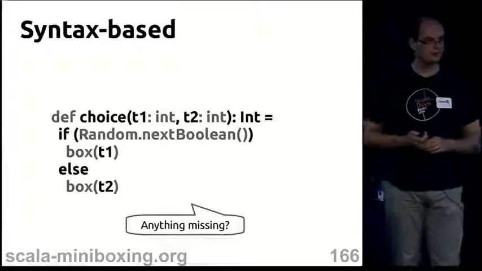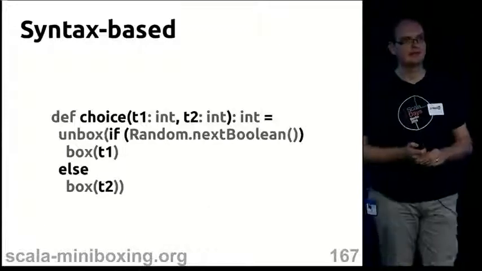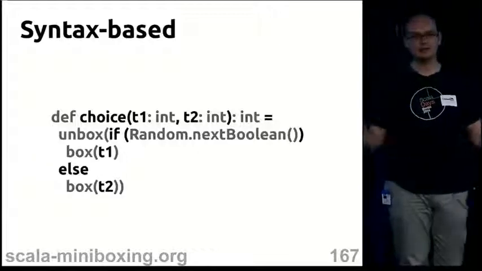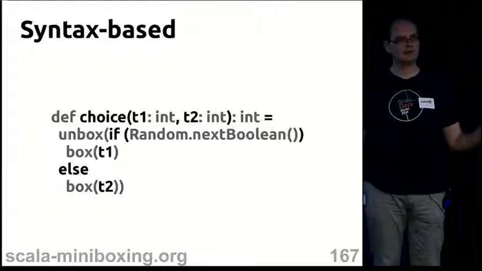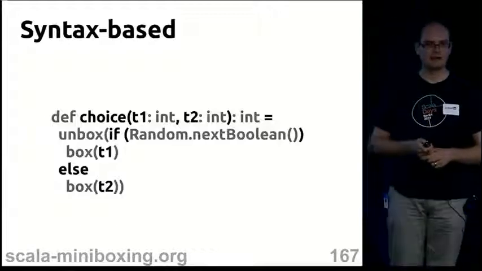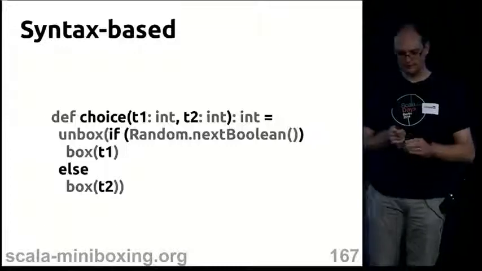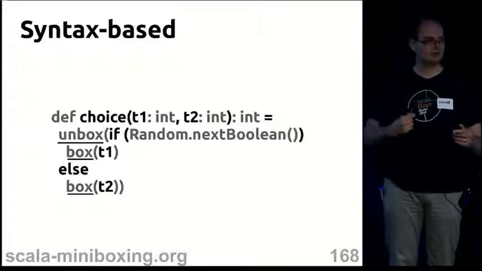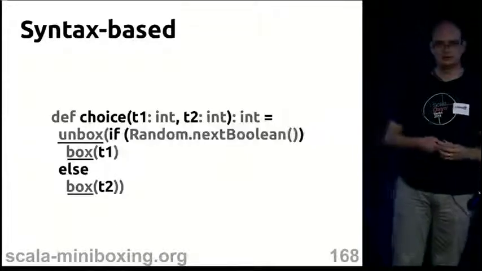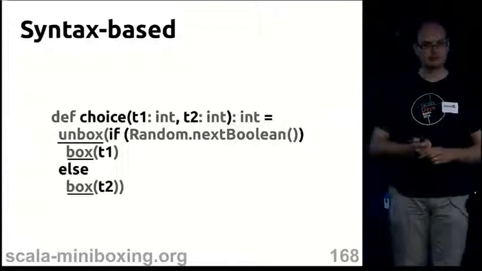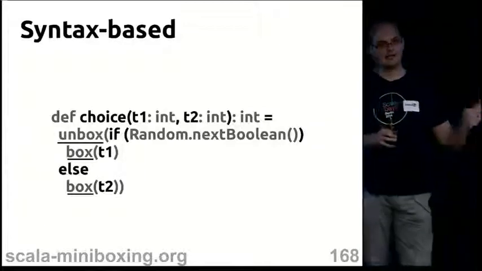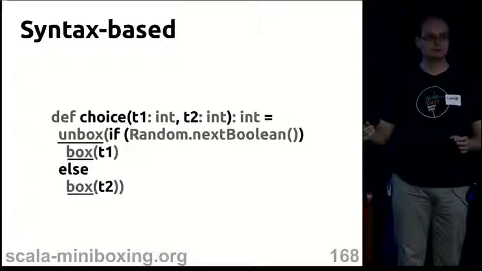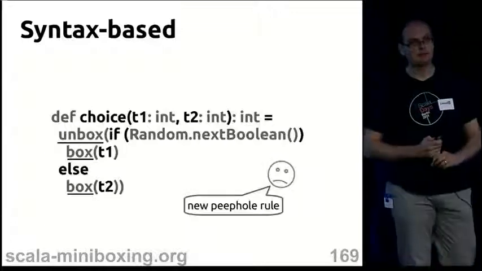Is there anything missing in this example? Anyone? The return type. Right. So, we need to unbox the return type. When we unbox the return type, we get an unbox, ugly unbox, slapped around the entire if expression, which is again suboptimal. We take two unboxed integers, then we box them and unbox the result. And this time our peephole optimization won't help us because it recognizes unbox of box of t, but doesn't know anything about unbox of if, right? We have to teach it.